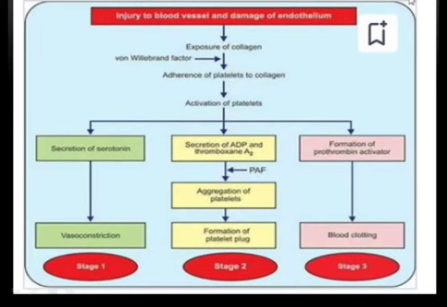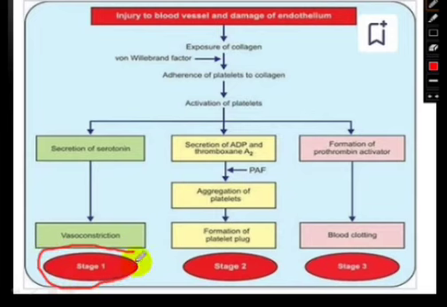The slide explains everything about the stages of hemostasis. Beginning with the first stage, which is vasoconstriction. So, what is vasoconstriction or vascular spasm?